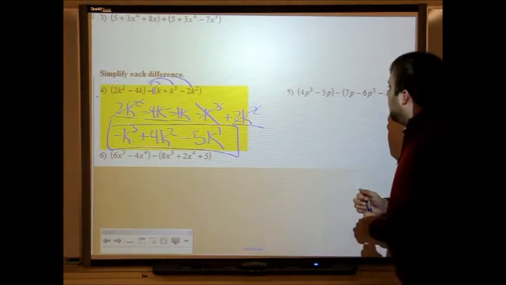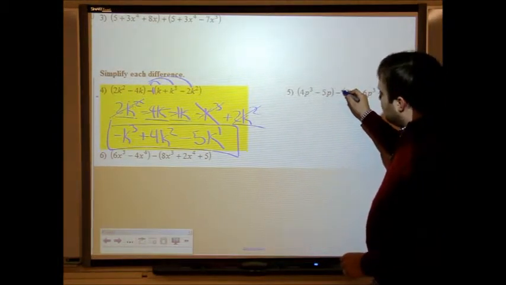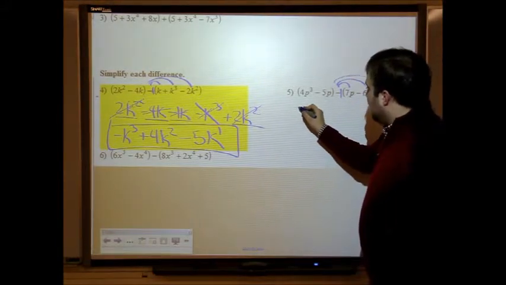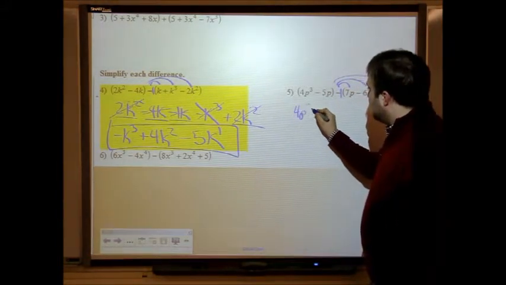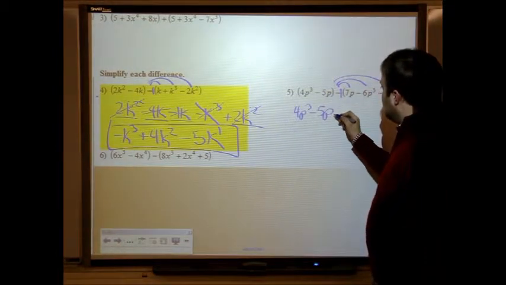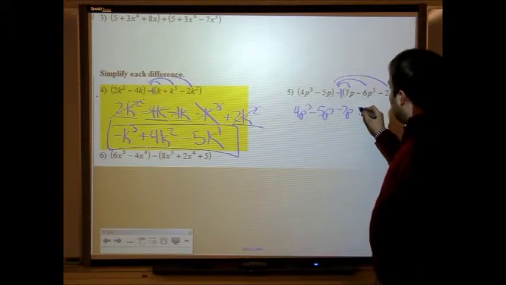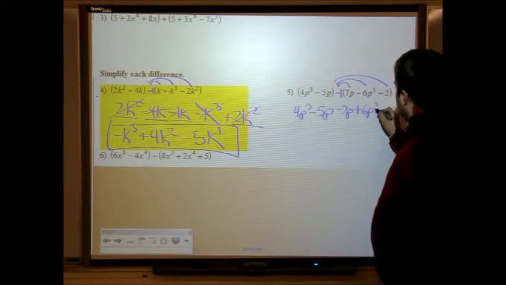So, once again, I'm going to pretend that that's really a -1, and everything's going to be negative. So I'm going to have 4p cubed minus 5p, and then that's going to give me a -7p, and positive 6p, and a positive 2.